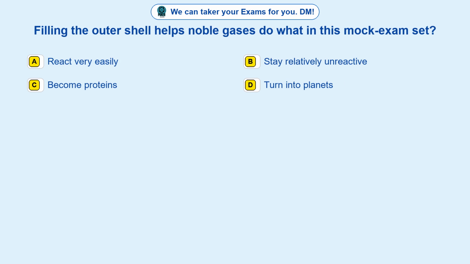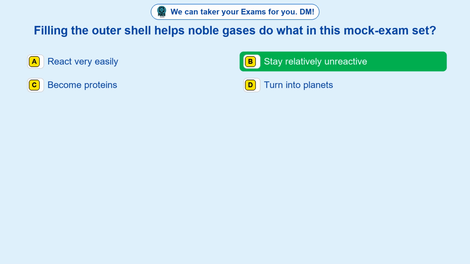Question 41. Filling the outer shell helps noble gases do what in this mock exam set? Option A, react very easily. Option B, stay relatively unreactive. Option C, become proteins. Option D, turn into planets. The correct answer is option B, stay relatively unreactive.